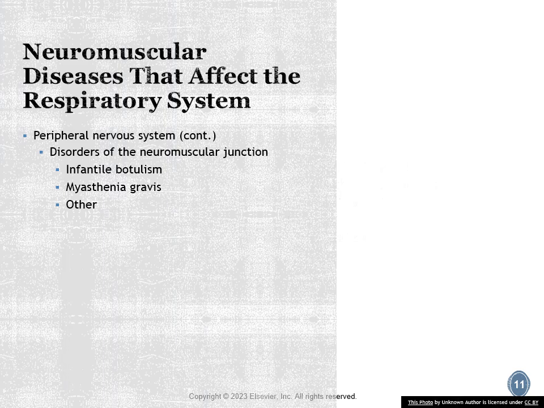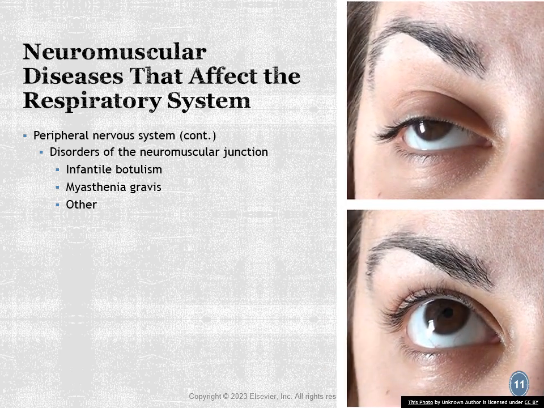Disorders of the neuromuscular junction. Disorders of the neuromuscular junction include infantile botulism, myasthenia gravis, and a few others. We're going to start with infantile botulism. Infantile botulism is human botulism that results from eating food contaminated with Clostridium botulinum, the toxin it produces.